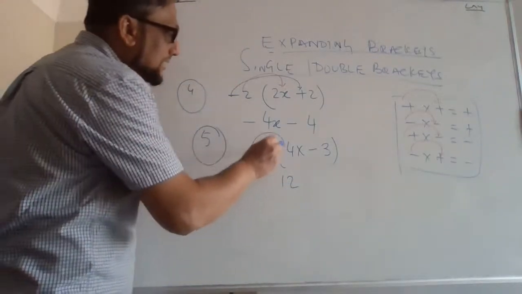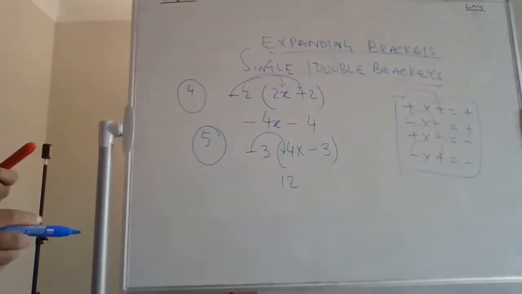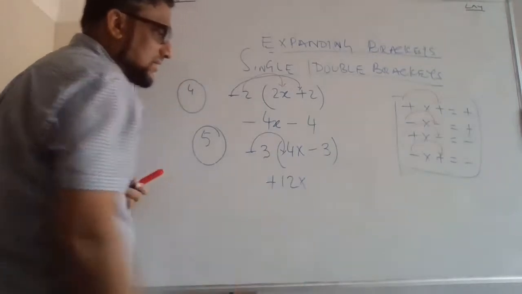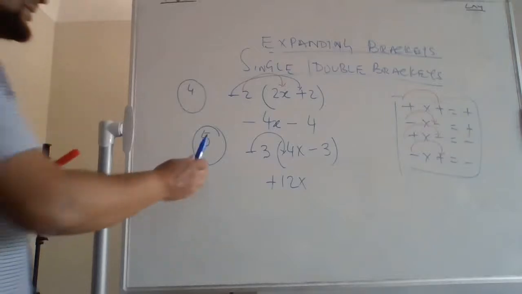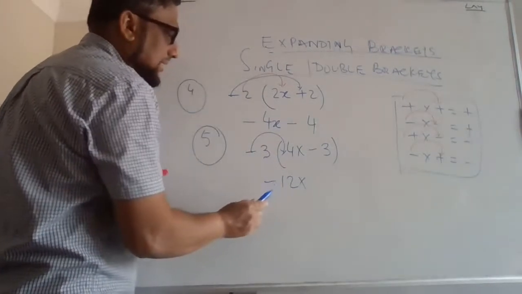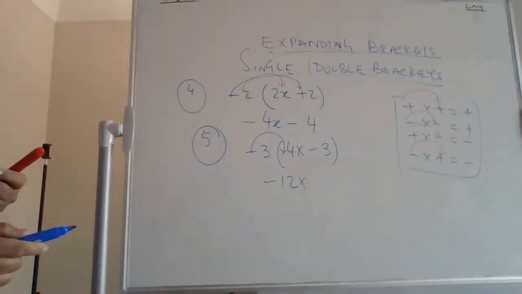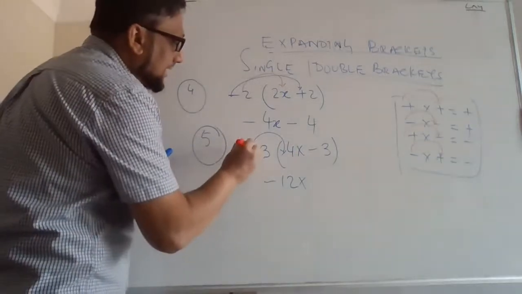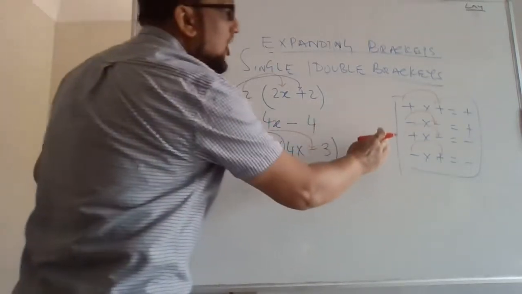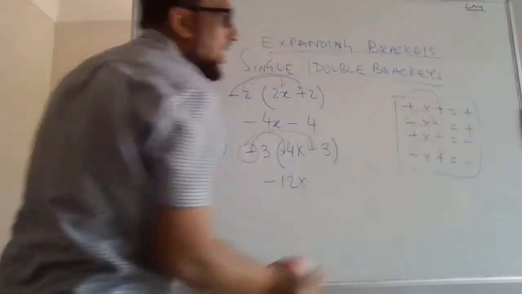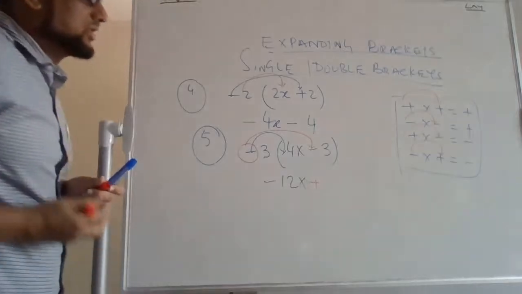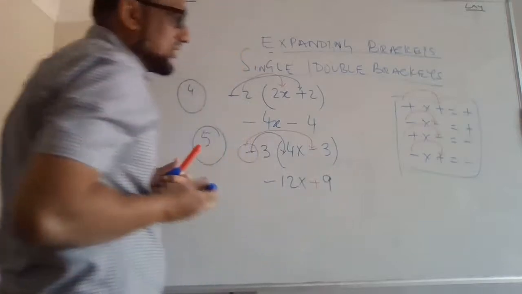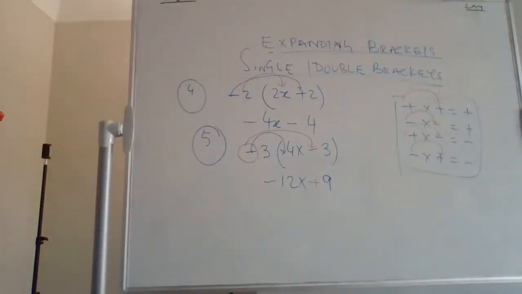And this minus times with this plus, so it means the sign will be changed. Plus and x as it is coming. So it is plus minus is minus, and 3 times 4, which is 12x. And now this minus sign times with this minus. Go there and check. Minus times minus, the sign will be changed to positive. And 3 times 3 is 9. So this is your final answer.